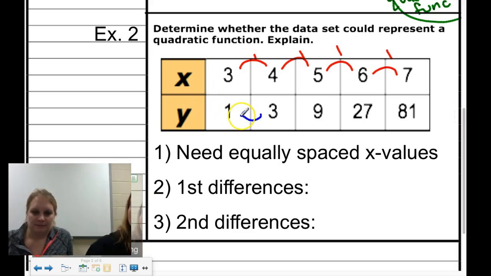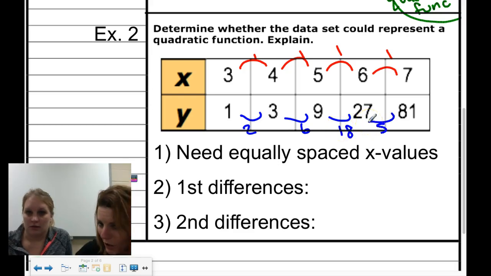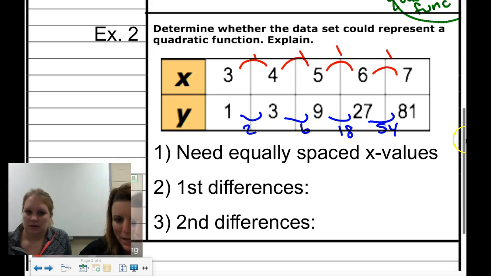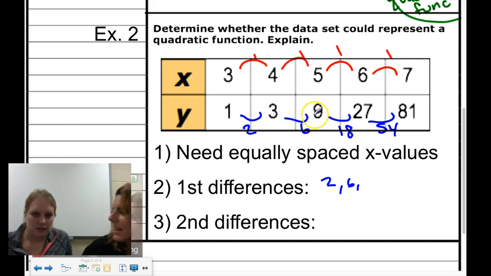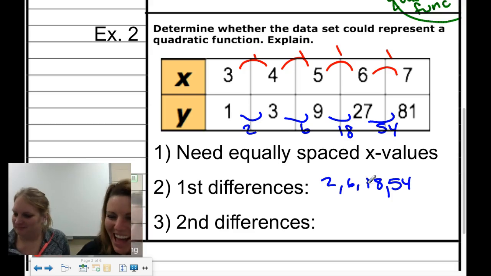And notice we look at the first differences in the y values. So that goes up by 2, that goes up by 6, that goes up by 18, and 54. Oh boy. So should we write that down there next to first differences? 2, 6, 18 and 54. Good job.